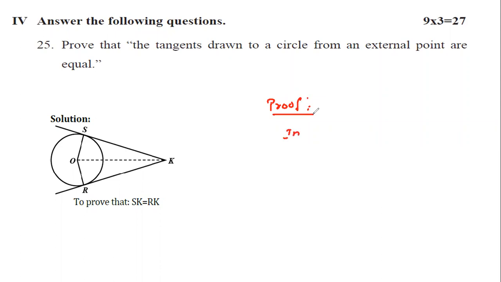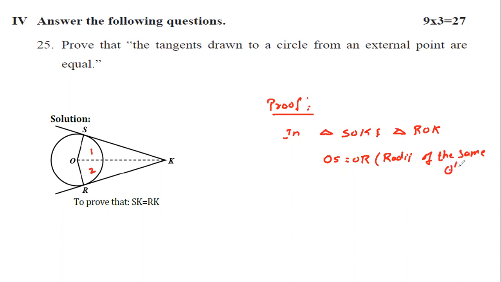So here two triangles are there. This is the first triangle and this is the second triangle. In triangle SOK and triangle ROK, OS is equal to OR. What is the reason? Radii of the same circle. So both are equal. Write the reason: radii of the same circle.